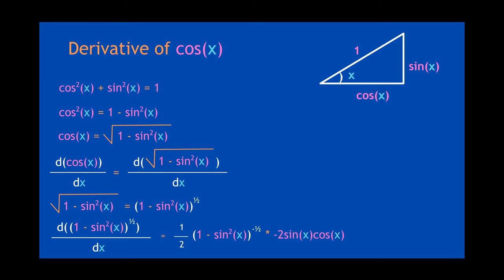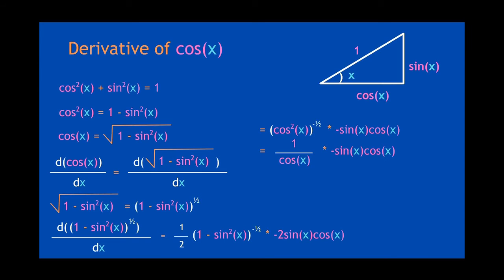From here, let's simplify a little bit. Our 1/2 times our negative 2 is going to leave us with a negative 1. And then 1 minus the sine squared of x is also equal to the cosine squared of x. So what we have is the cosine squared of x raised to the negative 1/2 power times negative sine of x times cosine of x. From here, let's simplify our left part of the function. So we're going to have 1 over the cosine of x times negative sine of x times cosine of x.